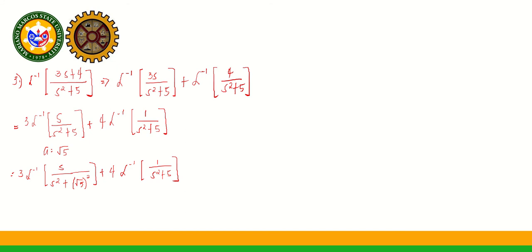So, dito, we can also write this as square root of, parang dito, since s squared plus 5 naman sila parehas. So, square root of 5 quantity squared. A is equal to square root of 5. This is like the sine at. Okay? The Laplace of sine at. So, from here, pwede na natin siyang idiretso na isulat into 3 cosine. What is A? That is square root of 5t.